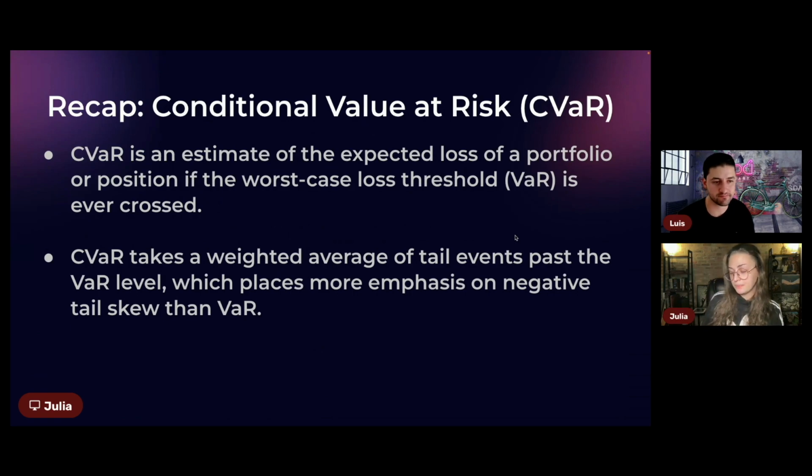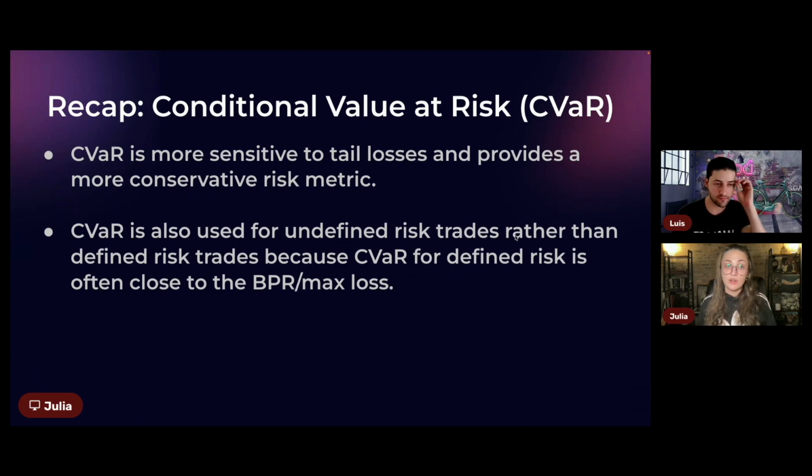Yes. Cool. Okay, so CVaR is a more sensitive metric to tail losses, and it provides a more conservative risk metric, which matters when you're dealing with certain types of short option strategies where the tail loss could be undefined and could potentially get very large. I prefer to use the more conservative metric, which is CVaR. It's also normally used for undefined risk strategies rather than defined risk strategies, because CVaR for a defined risk strategy is basically the same as the BPR. It's basically the same as the max loss, so it's a little bit better for undefined risk strategies.